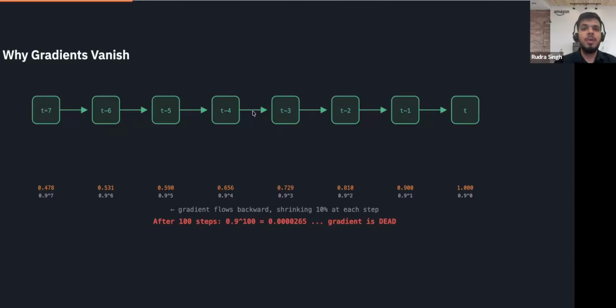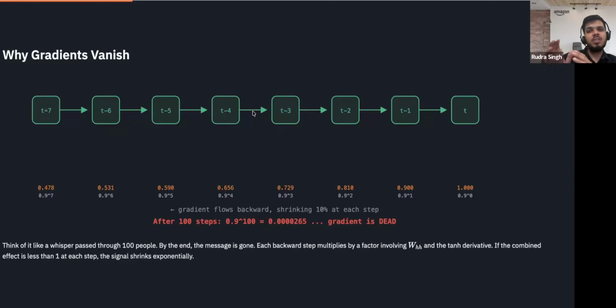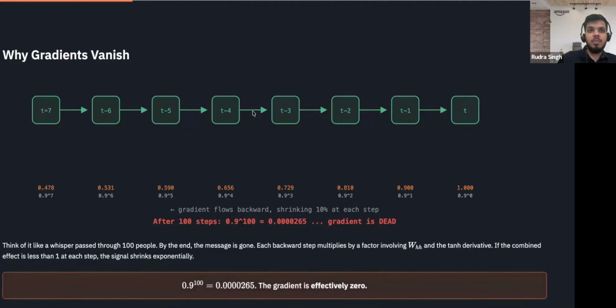Think of it like a whisper game. You start with a clear message, each person passes it along and slightly garbles it. After 100 people, the message is gone, and that's exactly what's happening here. In the RNN, every backward step multiplies the gradient by a factor involving WHH and the tanh derivative. The factor is typically less than 1. So if you multiply something by a number less than 1 over and over 100 times, it would eventually collapse to 0. Here's the number, 0.9 to the power 100, which is effectively 0, and hence the gradient would be dead.